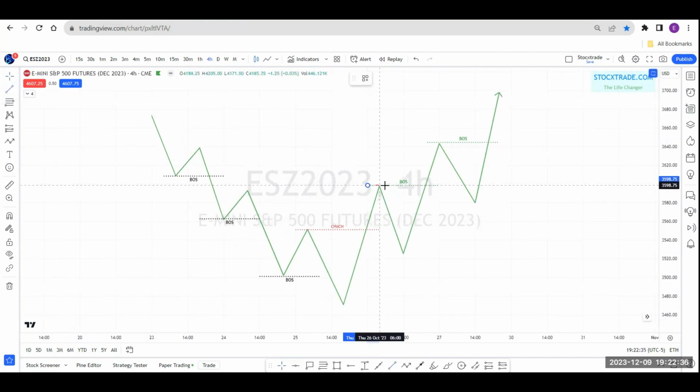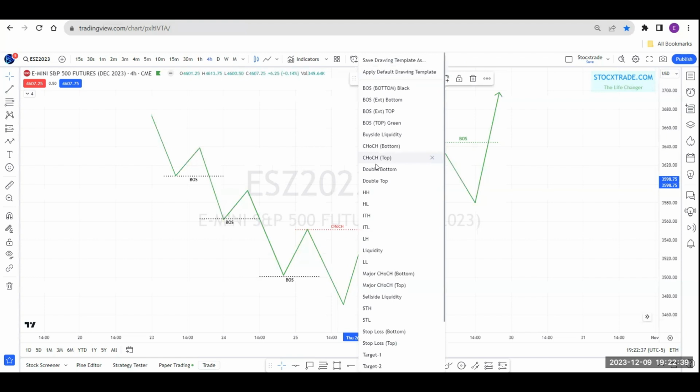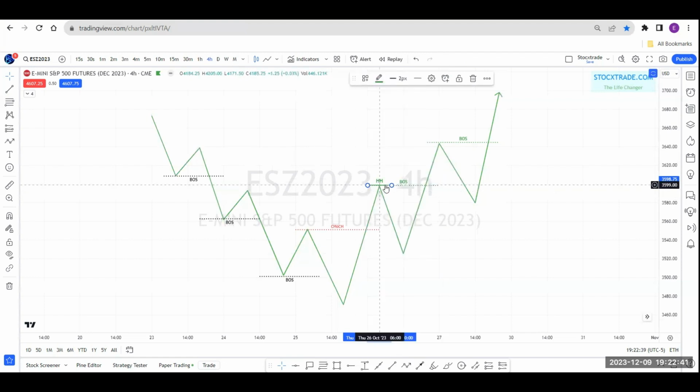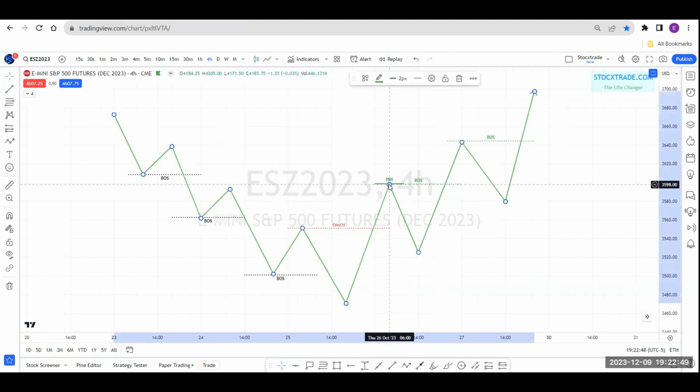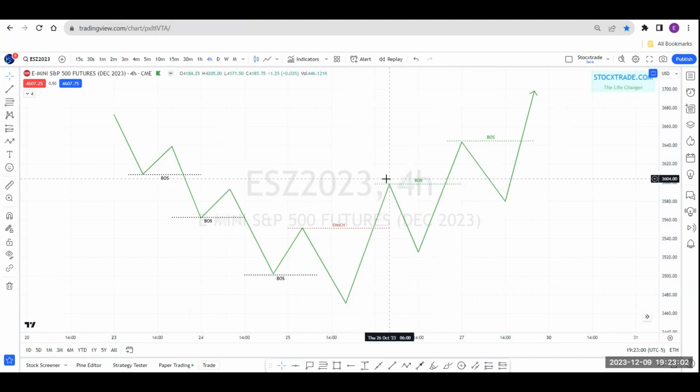Okay, Monish bhai, this point is your higher high, but once it is breaking, it means it is breaking the structure. What was the previous structure? Previous high, suppose this is 3598. Now the price is breaking 3598. So yes, you can say this is breaking the structure. You are right, I understood what you want to say.